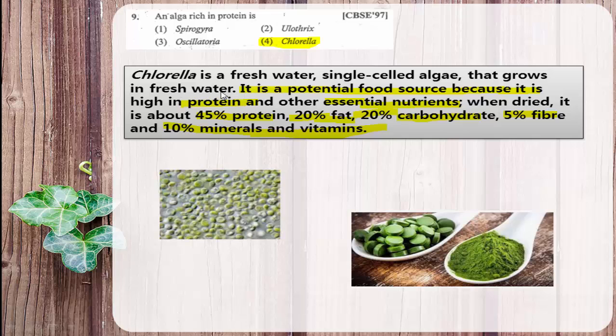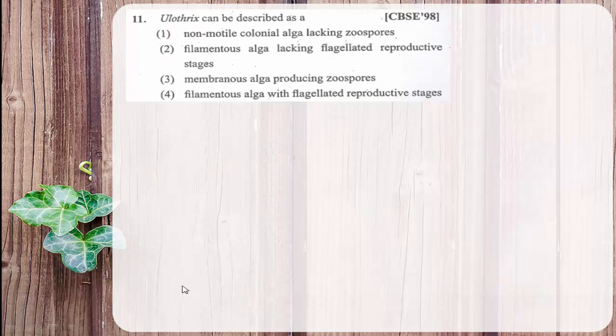It grows in fresh water and it is a green alga which is a rich source of protein, which can be used as a potential food source or alternate food source. Then moving to the next question.